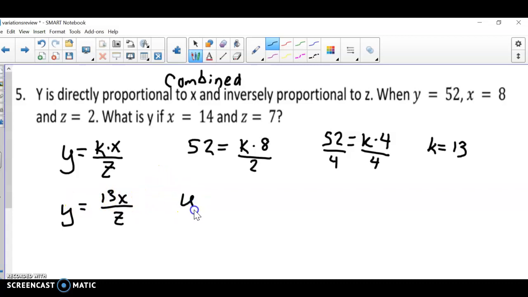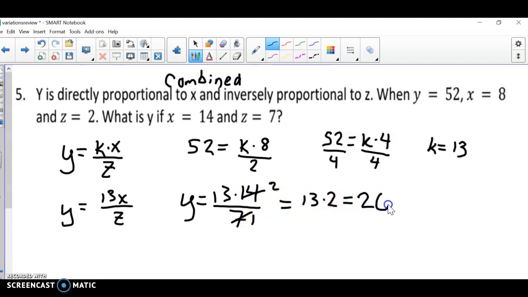So I'm looking for y. I have 13 as my k times x is 14 divided by z is 7. Let's see if I can make this easy on myself. I've got a 14 on top and a 7 on the bottom, and since we're not adding or subtracting anything up here, I can divide those out by themselves. So 14 divided by 7, that's going to be 2 and 1 on the bottom. I'm dividing both of those by 7. So I get 13 times 2.